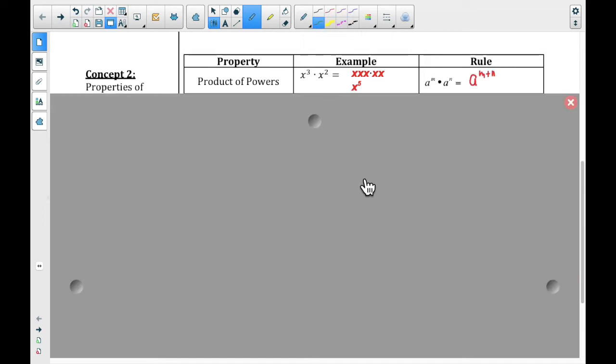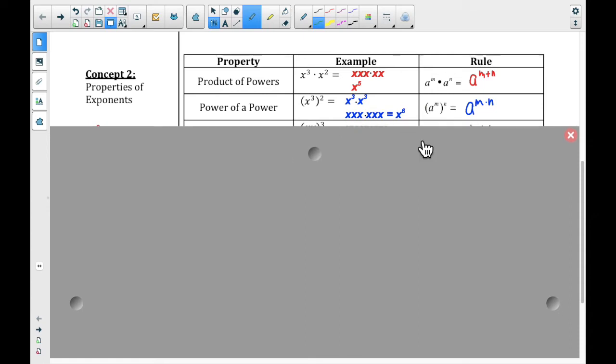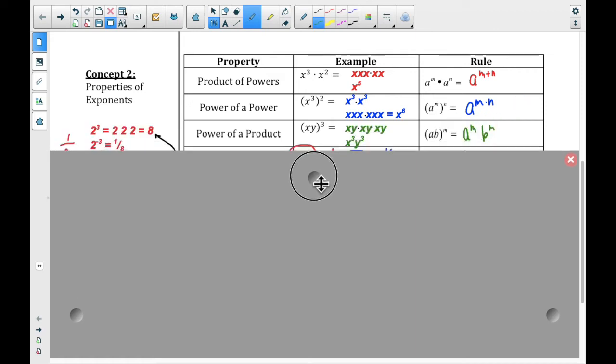Okay, let's go over the rules real quickly. When you have a third power and a second power, you add those together. 3 plus 2 is 5. So anytime you see a multiplication with powers, you just add the exponents. Okay, the next one, a power of a power, we multiply. 3 times 2 is 6. And so anytime you see a to the m, to the nth, then it's a to the m times n. You multiply.